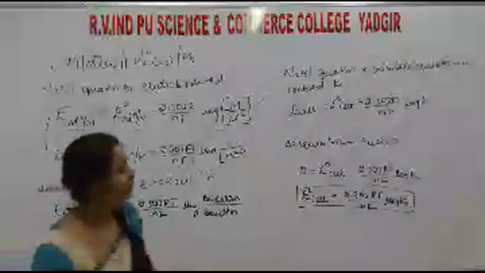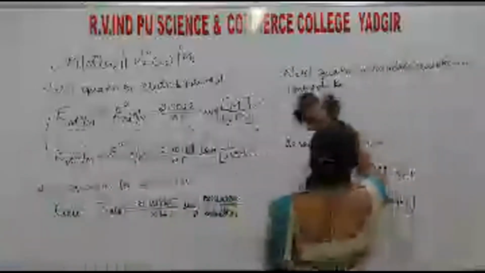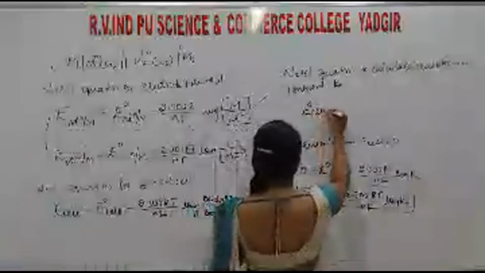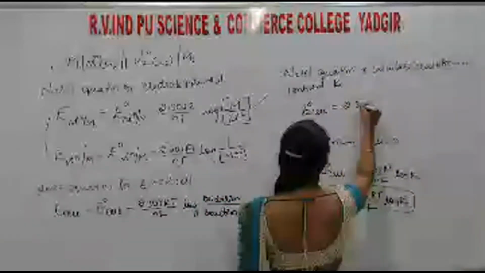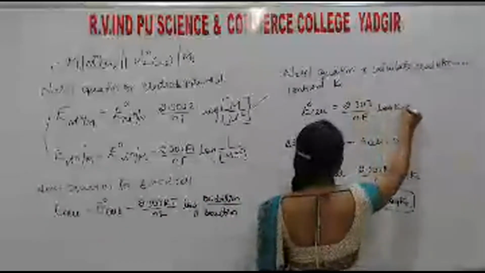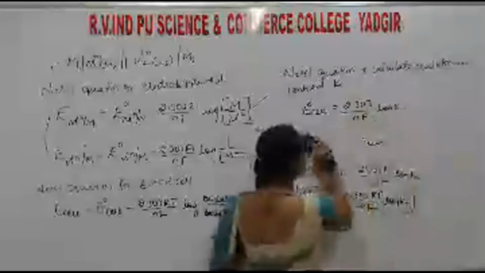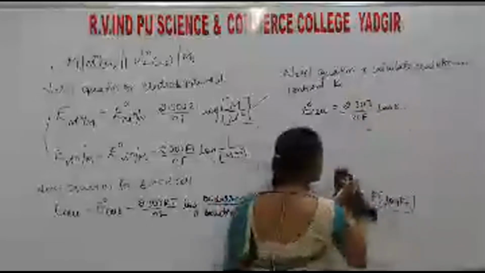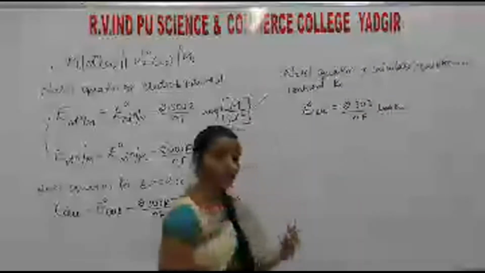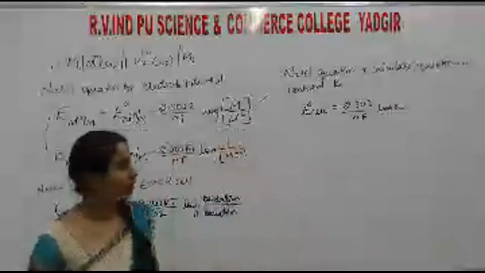Understand? So here the equation becomes what? E naught cell is equal to 2.303 RT by NF log Kc. That Kc means what? Oxidation by reduction, their concentration, or they may directly give the equilibrium constant value. Okay?